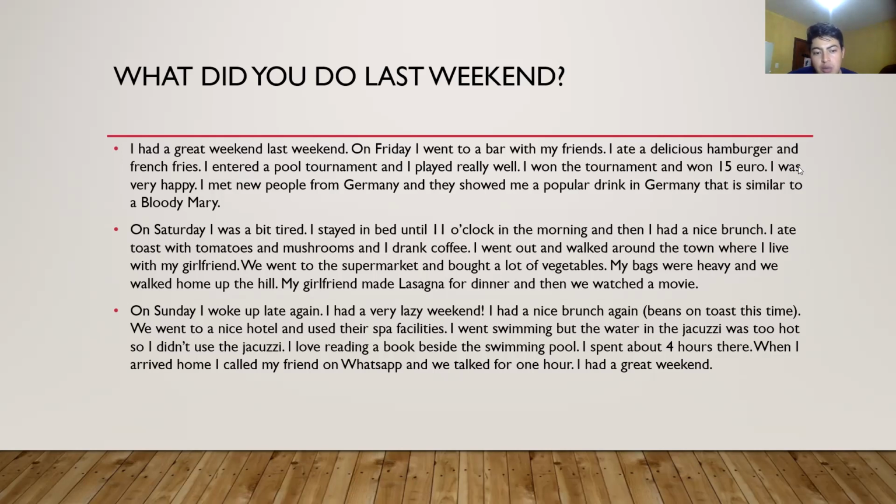On Sunday, I woke up late again. I had a very lazy weekend. I had a nice brunch again, beans on toast this time. We went to a nice hotel and used their spa facilities. I went swimming, but the water in the jacuzzi was too hot, so I didn't use the jacuzzi. I love reading a book beside the swimming pool. I spent about 4 hours there. When I arrived home, I called my friend on WhatsApp and we talked for 1 hour. I had a great weekend.